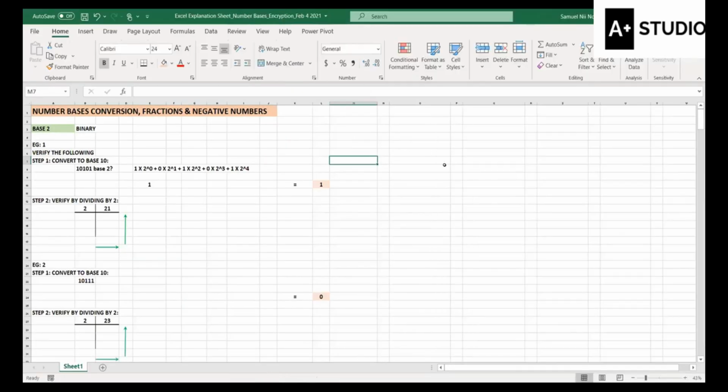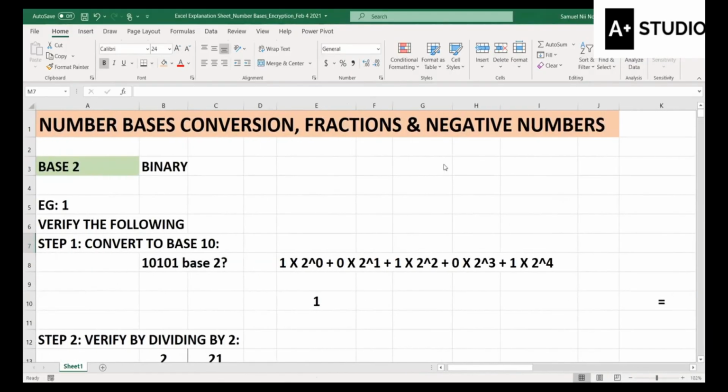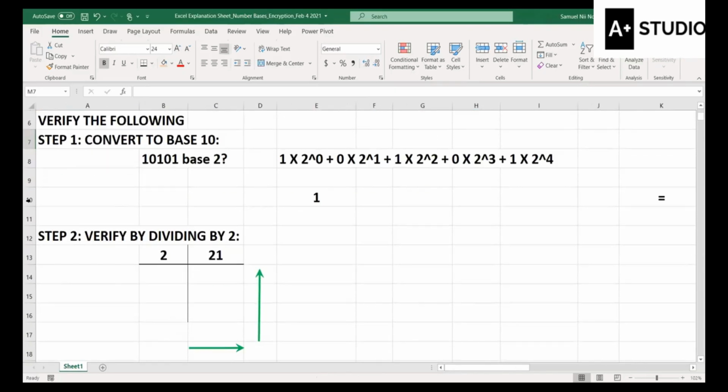Okay, I hope you can see my screen. I'm just enlarging it. So the example we saw a few minutes ago was 10101. I've taken my time, represented this in Excel. So the first digit is raised to the power 0, 1 times raised to the power 0, 0 times raised to the power 1, 1 times raised to the power 2. So let's evaluate this.